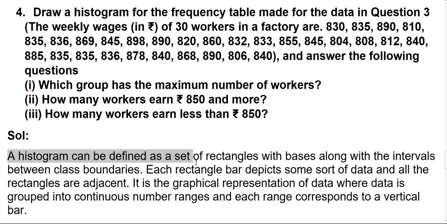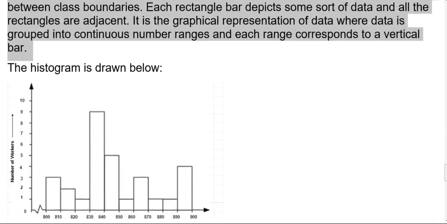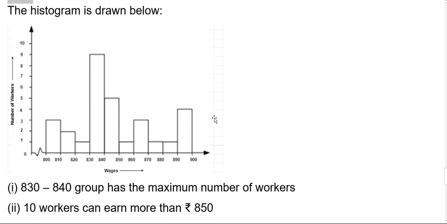Solution. A histogram can be defined as a set of rectangles with bases along the intervals between class boundaries. Each rectangle bar depicts some sort of data, and all rectangles are adjacent. It is a graphical representation of data where data is grouped into continuous number ranges, and each range corresponds to a vertical bar. So a histogram is drawn below like this.